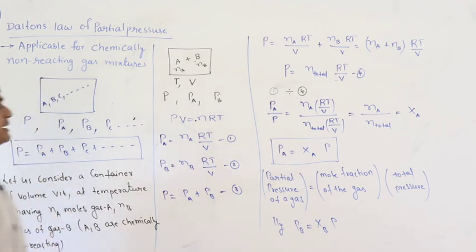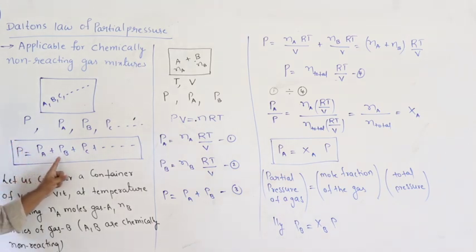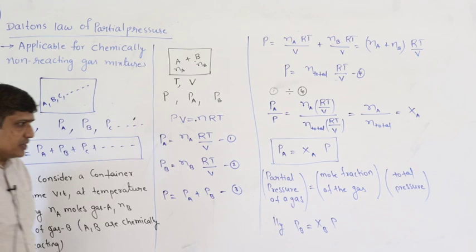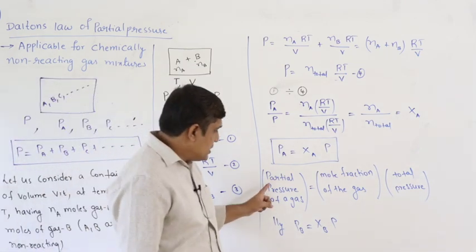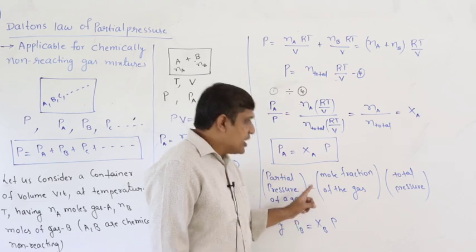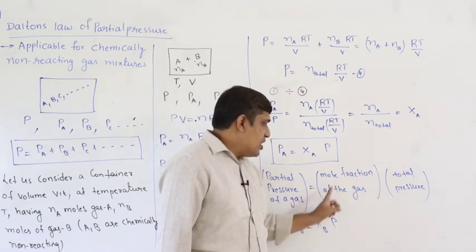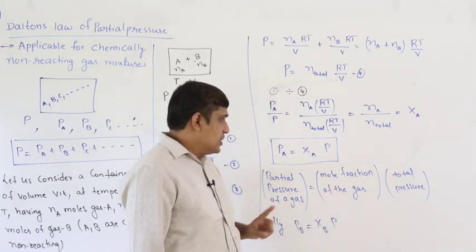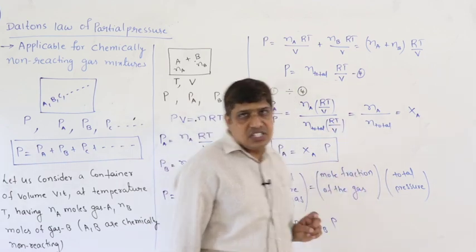So this is about Dalton's law statement. The total pressure of chemically non-reacting gaseous mixture is equal to sum of the partial pressures of each gas. And the second statement is the partial pressure of a gas is equal to the product of mole fraction of that gas into total pressure of the system.